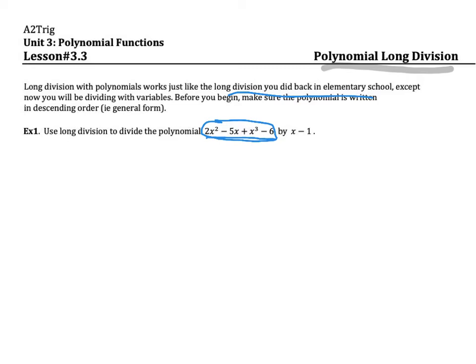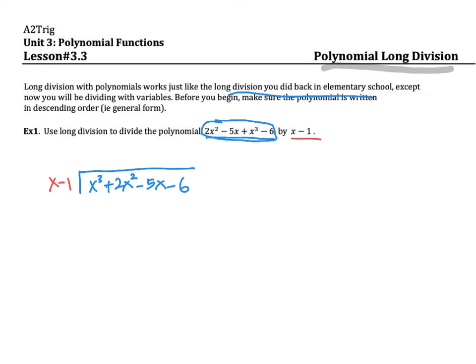Step number 1 before you do long division is to take what is being divided, the dividend, and put it in descending order. X cubed is the highest, 2x squared is next, minus 5x, minus 6. So we put it in descending order: x cubed plus 2x squared minus 5x minus 6. We are dividing by x minus 1. So this is the divisor. What's underneath is the dividend, then we have the divisor. You need to make sure your dividend and your divisor are both in descending order.